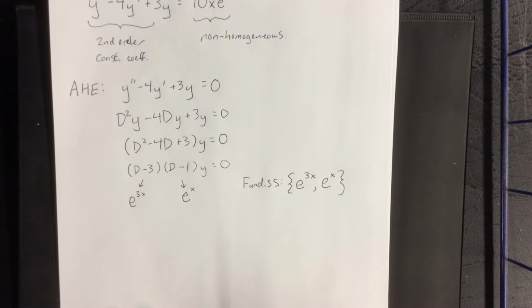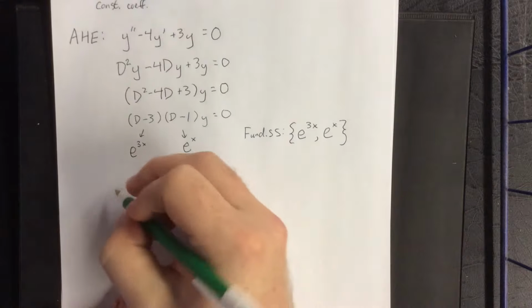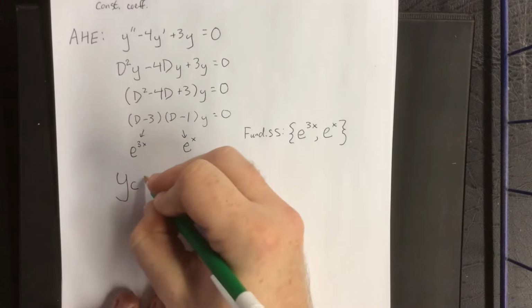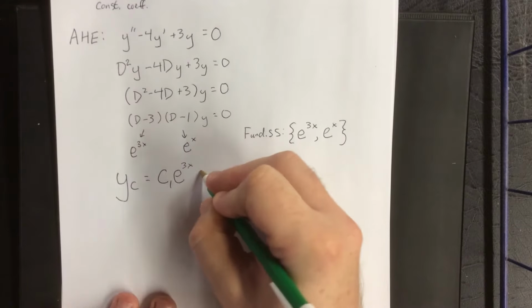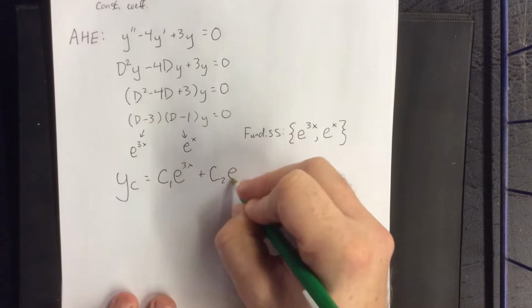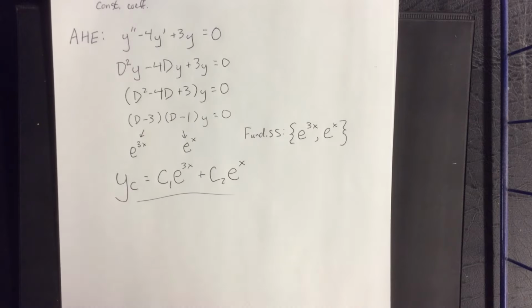And that also allows us to express our complementary solution, which is going to be a linear combination of these two functions. We'll use y sub c for the complementary solution. This will be c1 e to the 3x plus c2 e to the x. So that takes care of our associated homogeneous equation and also sets us up for success for either variation of parameters or method of undetermined coefficients.